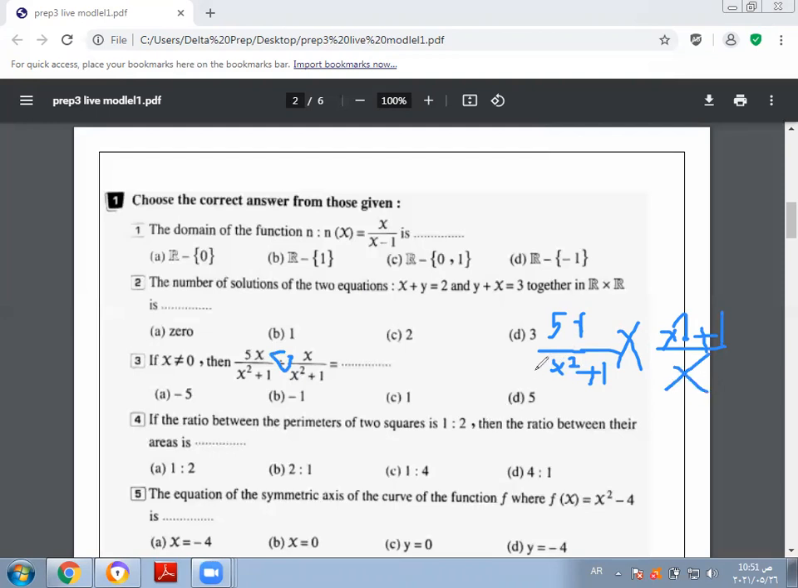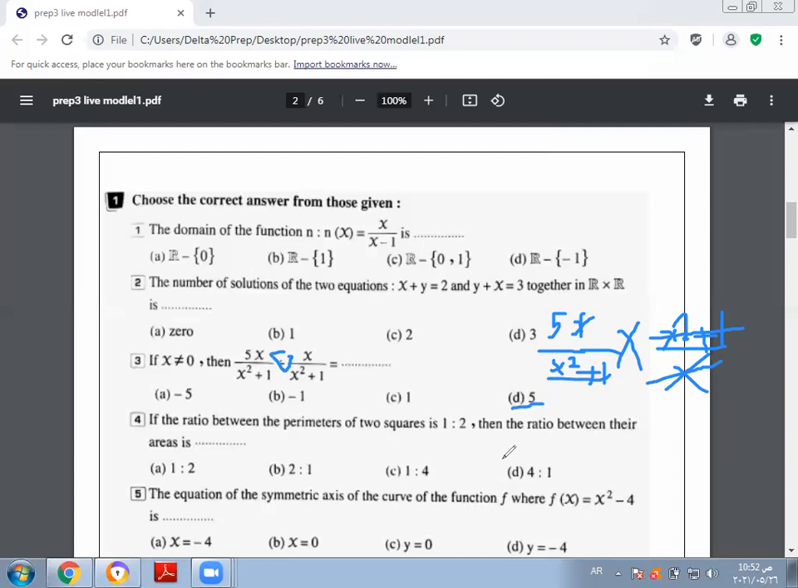We cancel the x power 2 plus 1 by the x power 2 plus 1 and the x by x. At the finish, we find 5. So the answer is 5. Where is 5? So the correct answer is D.